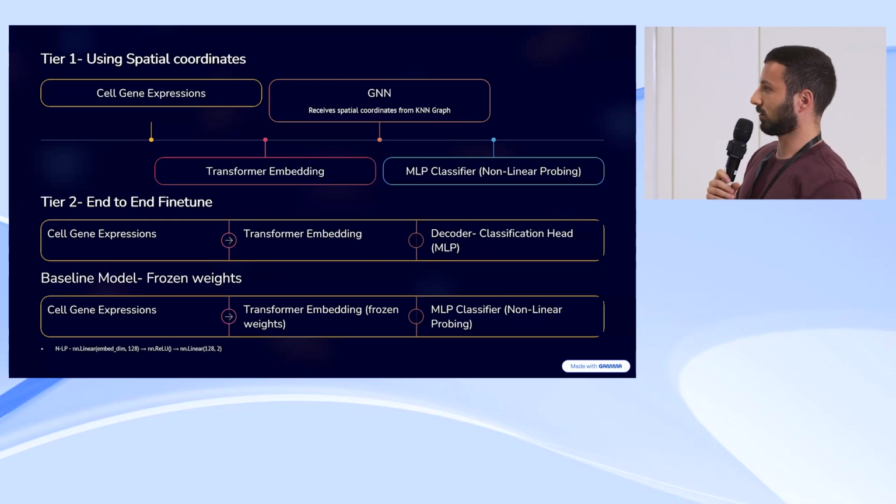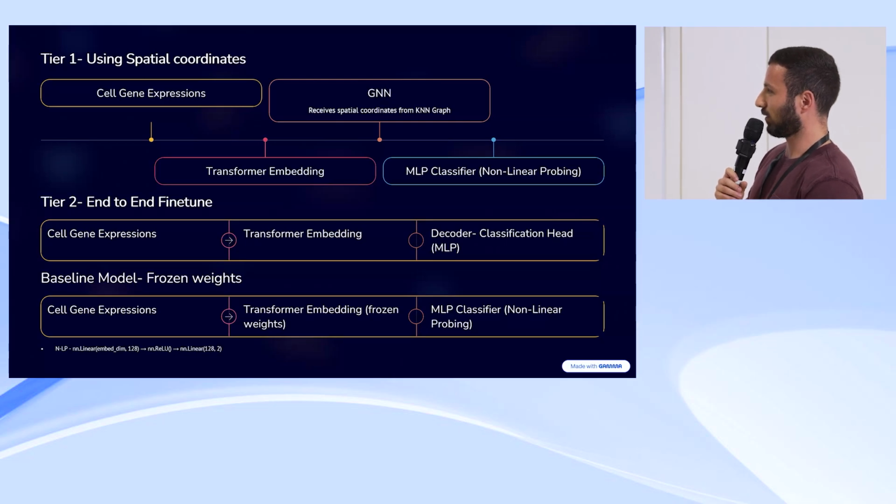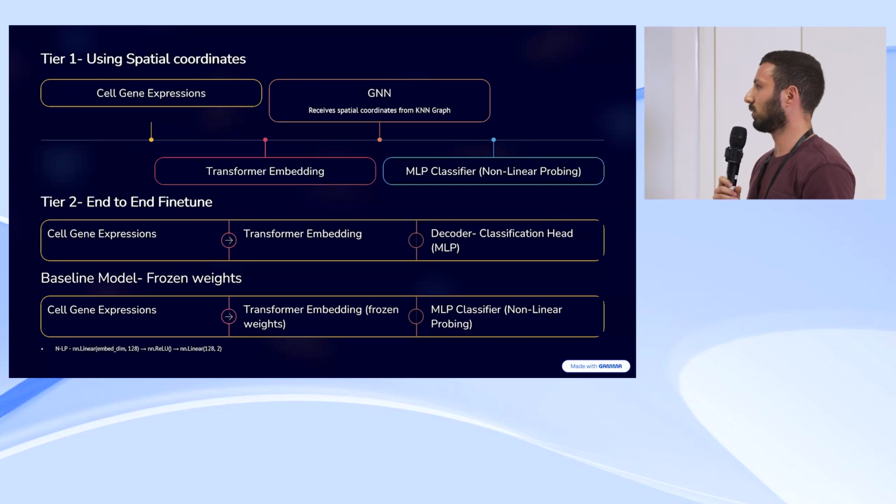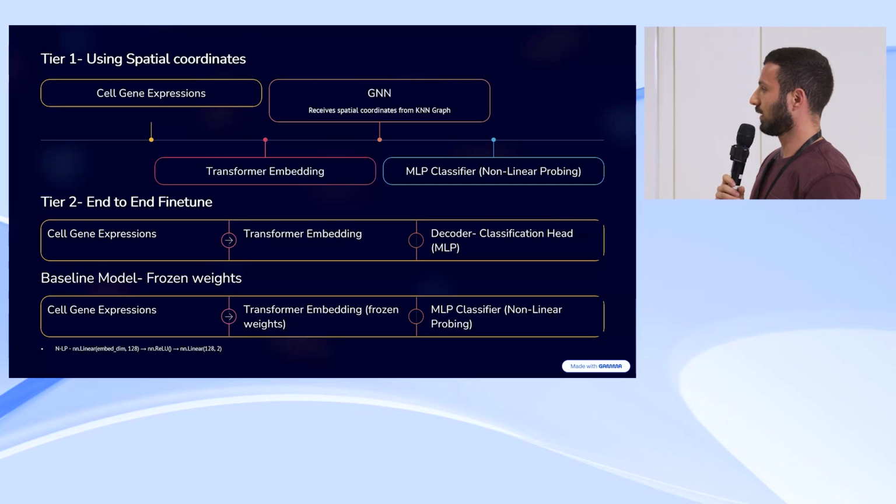And tier two is an end-to-end fine-tune. So again, same data, slightly different because we take different upsampling, but basically the same. And we put the model, scGPT for example, and we have a decoder on top, and the model weights get updated with the decoder, and we get an end-to-end fine-tune. So this is it. And the baseline for both tiers is we take frozen weights, put a classifier on top, and that's it.